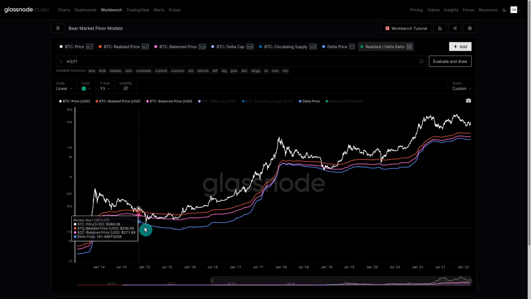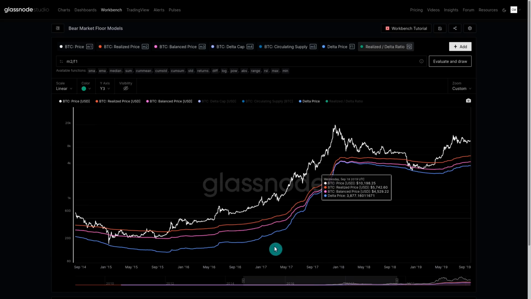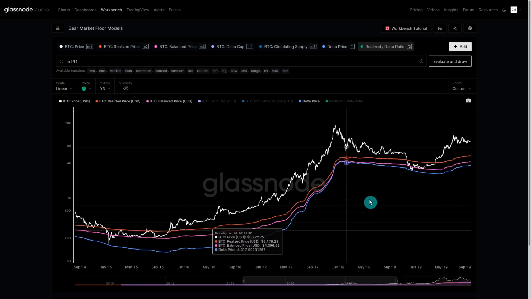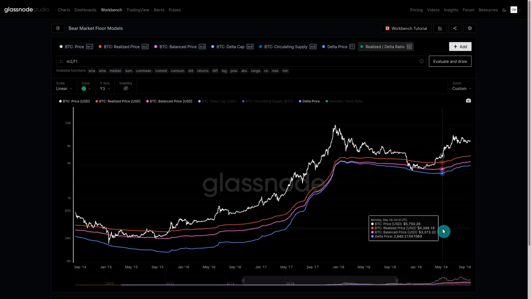And note that the delta price, which is this blue model at the bottom, let's just zoom into these previous bear markets. You can see it caught the very bottom wick here in the blue, and then again, it caught the very bottom wick here in 2018. Now, the delta price is the realized price minus what we call the average price. If you took an average of every single day that Bitcoin has ever traded, that's going to be your average price. It typically trades much, much lower.